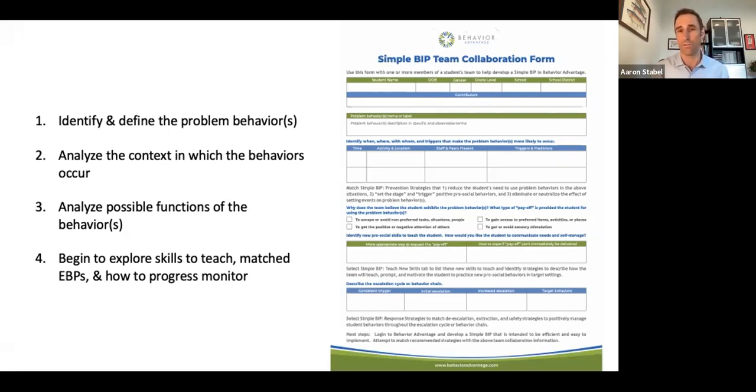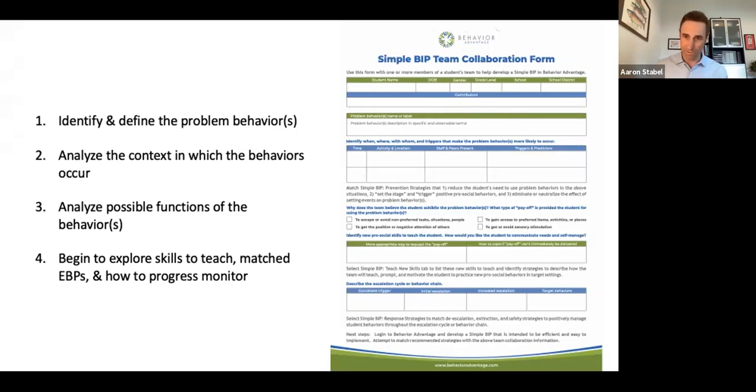And so one of the tools that we provide is a simple BIP team collaboration form, which will then allow your team to very effectively and efficiently design a matched behavior intervention plan for the student. So this form would be filled out either prior to the meeting or during the meeting, or just used to guide discussion. So who are we doing this on? What's the problem? What's the context? Where is this occurring? Why do we think this is occurring? What would we want the kid to do instead to get their needs met or to cope when their needs can't be met? And how does the student escalate over time?